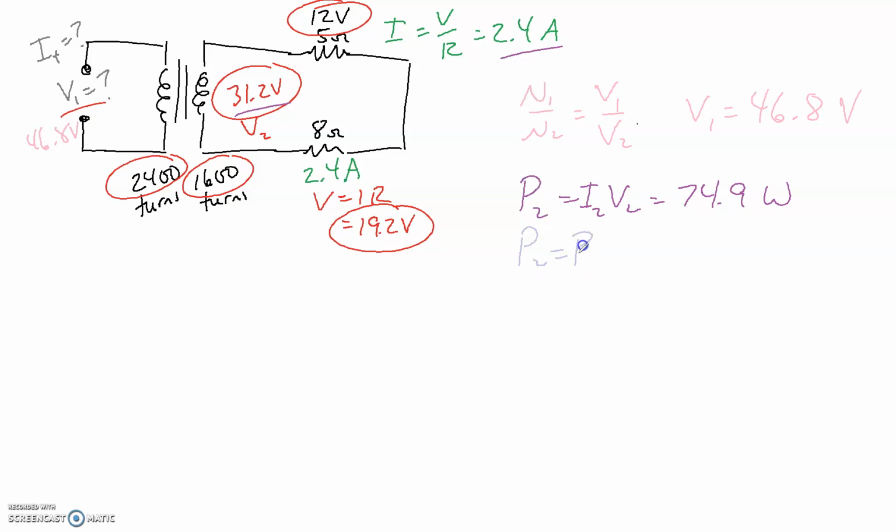Power 2 has to be equal to power 1, which is equal to I1 times V1. So I have my V1, that's the 46.8. So if I take that exact same power of 74.9 and divide it by the 46.8, which is my primary voltage, my primary current ends up being around 1.6 amps. Okay, so I had 46.8 volts. I go to the secondary, my voltage got smaller. I had 1.6 amps on my primary. I went to the secondary and my current got bigger, which makes sense. As one gets bigger, the other one gets smaller.